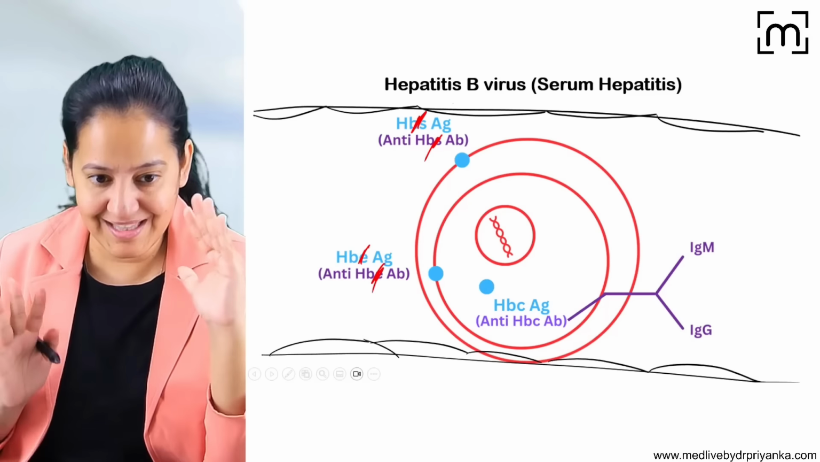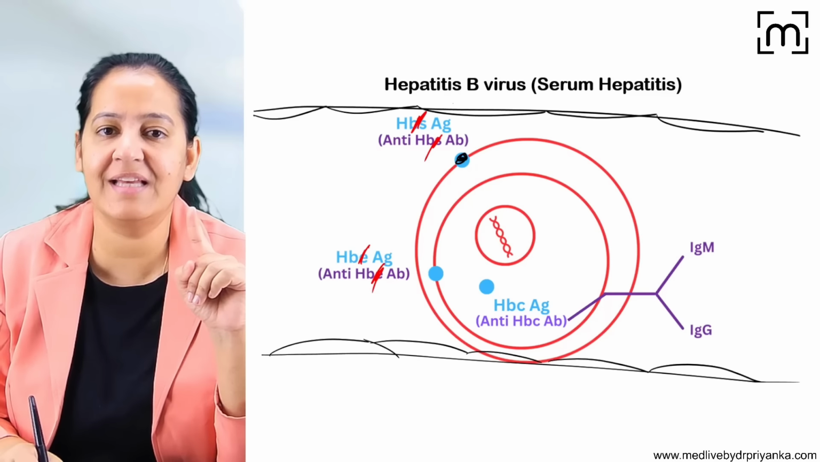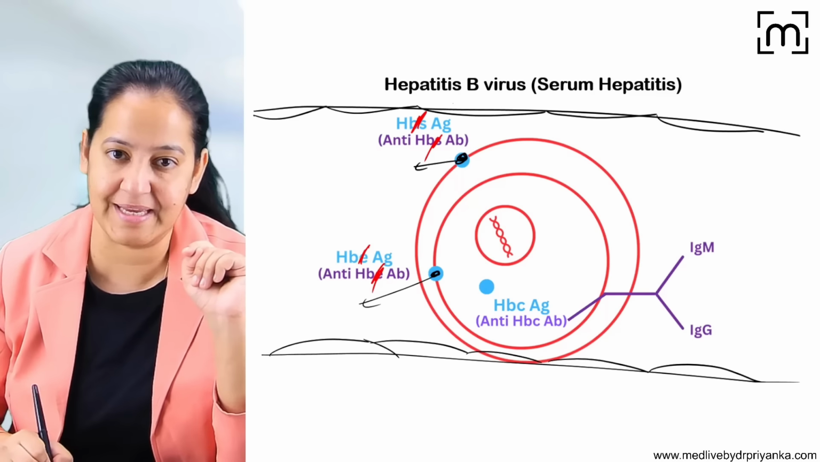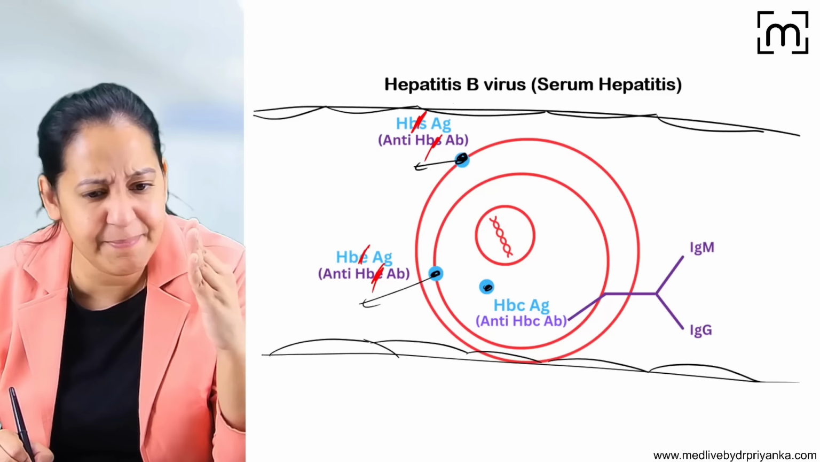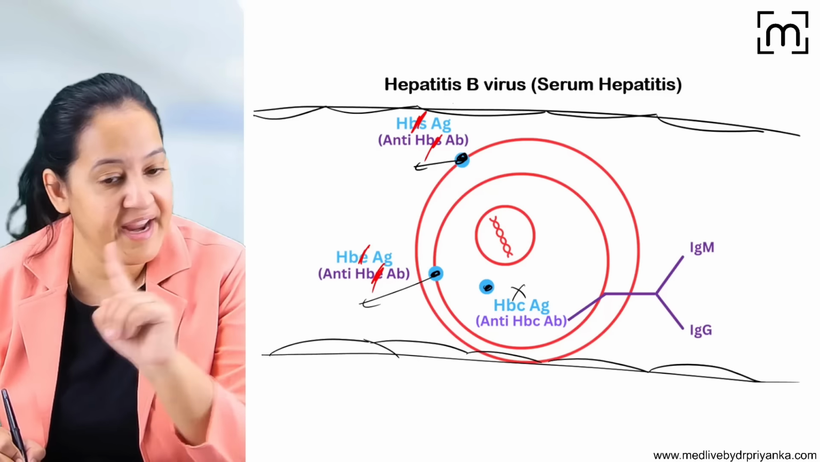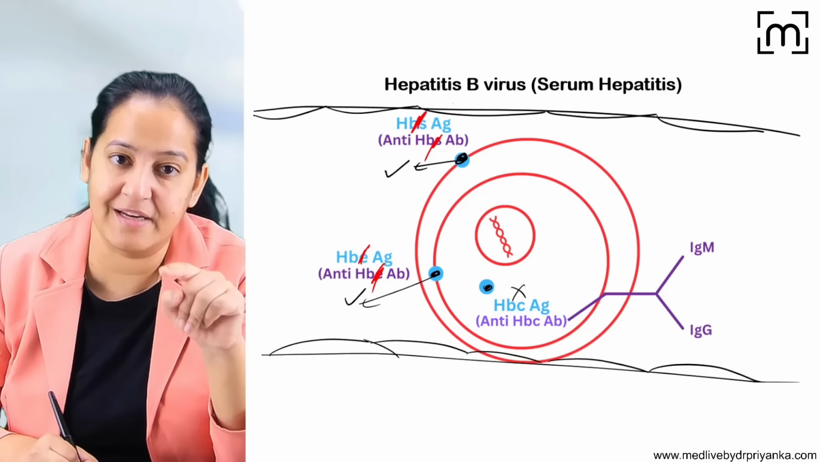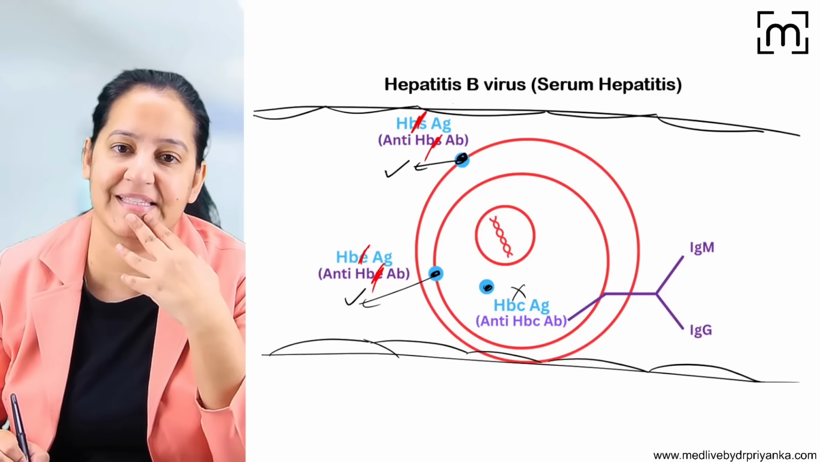Now when this virus is in the blood, S and E leak out. So the S antigen leaks out, and the body forms antibodies against it. E also leaks out, so the body forms antibodies against that. C never leaks out. C remains inside the core because it is deep inside. It never comes in the blood. But even if it doesn't leak into the blood, the body forms antibodies against that also.